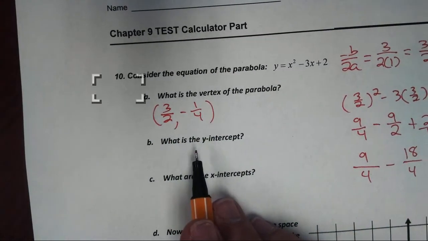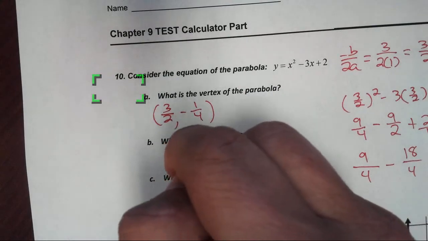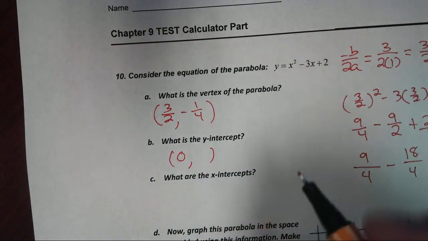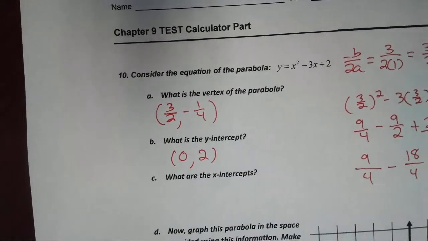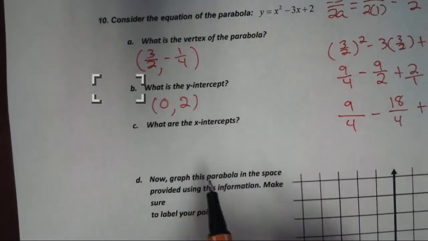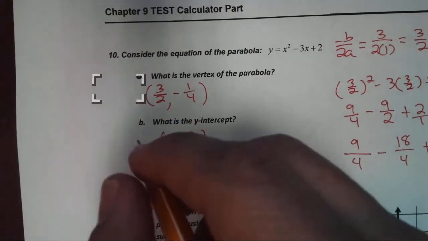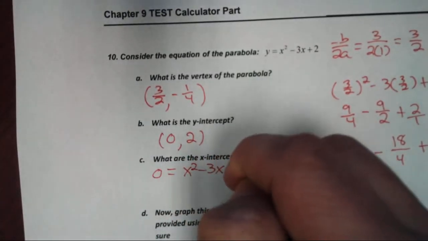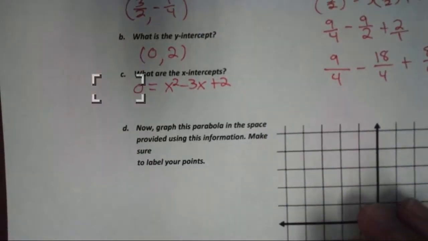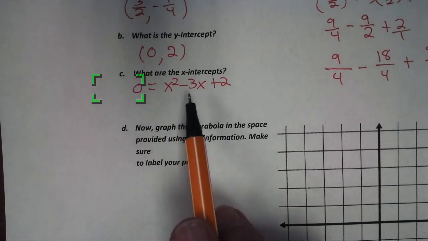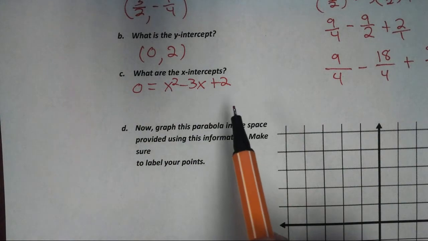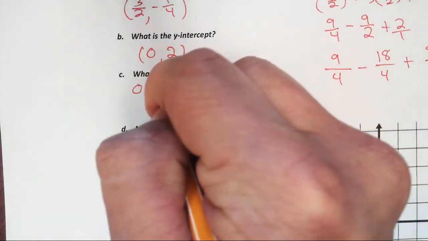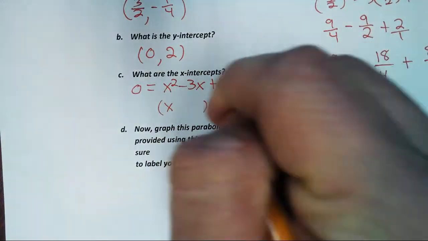What is the y-intercept? Y-intercept is when the x is 0. If you put 0 in for x in this equation, you're left with just a 2. So 0, 2. What are the x-intercepts? X-intercepts is when the y is 0. So 0 equals x squared minus 3x plus 2. So we're going to try to factor it. Two things that add to give you negative 3, multiply to give you a 2. Since you're adding to get a negative and multiplying to get a positive, we know that both of the numbers have to be negatives.